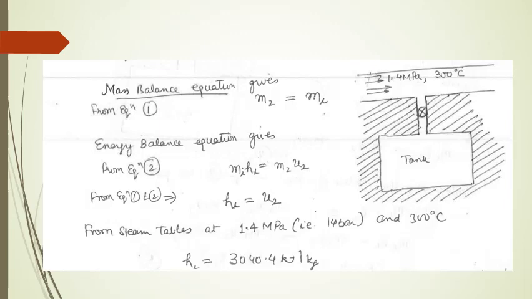Now since M1 is 0 and Me is 0, the mass balance equation will give M2 is equal to Mi. Whatever the mass of steam there is in the tank at the end of the process is basically the mass that has inflowed, that has come through the pipe when the valve was opened. Okay. Now the energy balance equation gives MiHi is equal to M2U2.